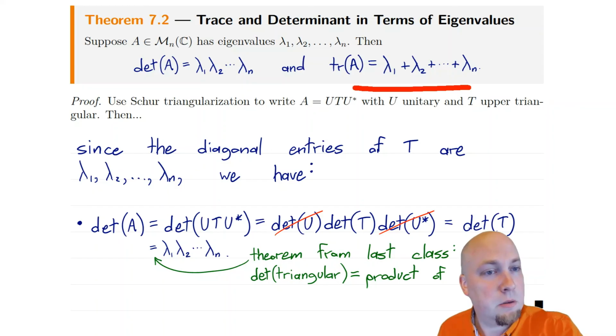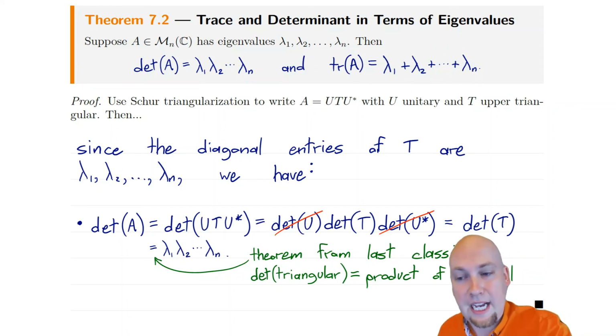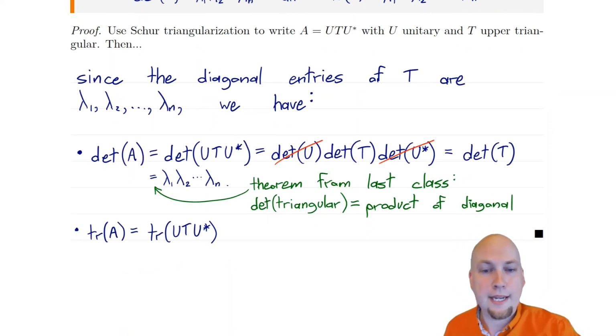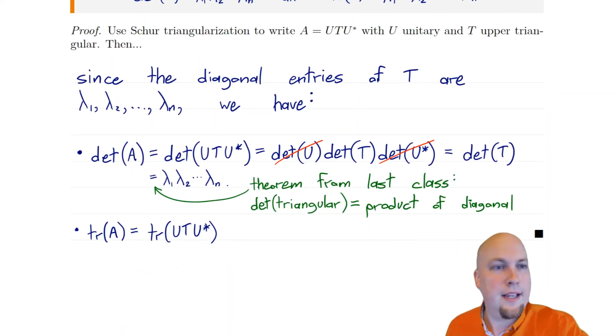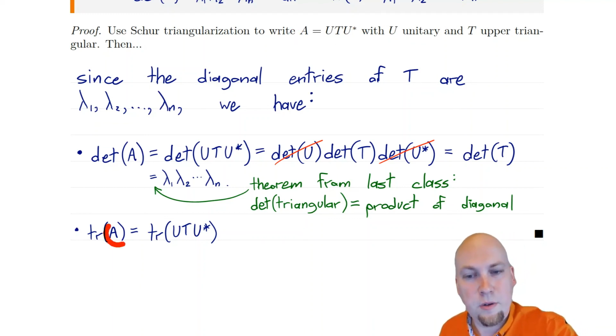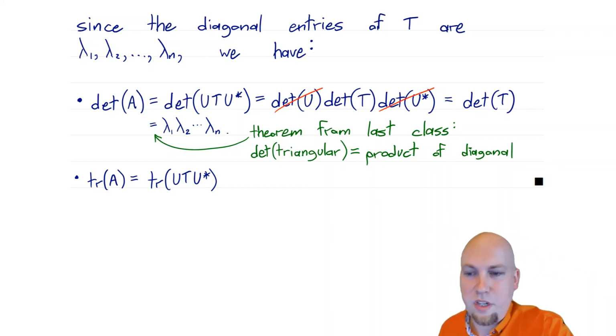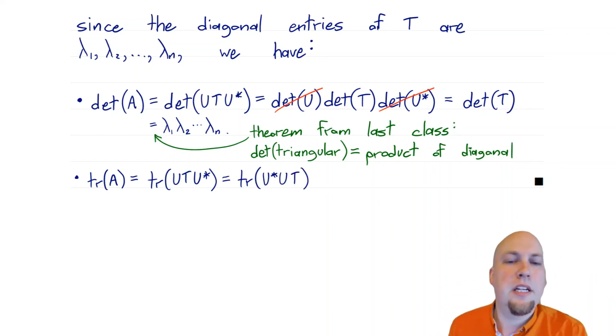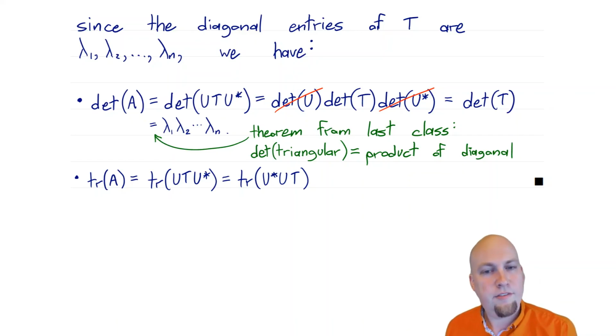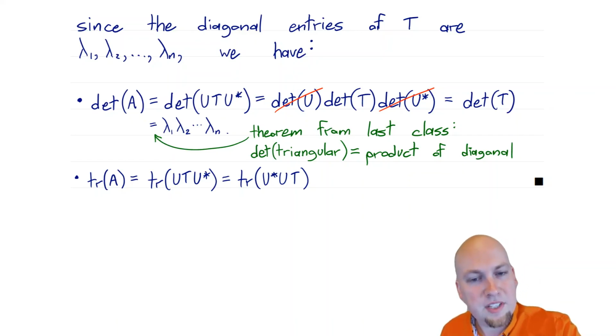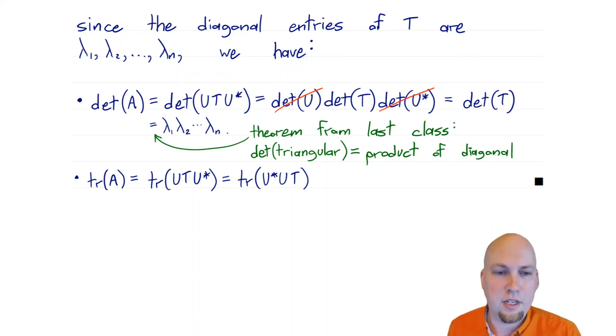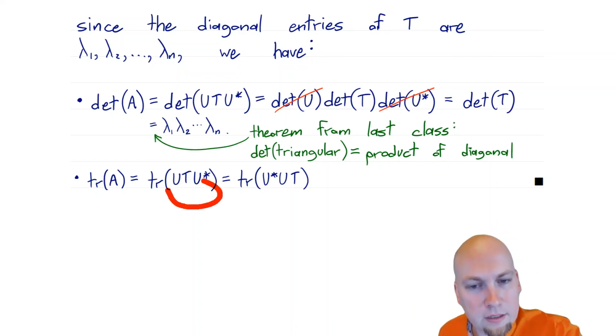We also have this other equality to prove, the trace of A. The argument is going to be very, very similar. Let's look at the trace of A. Again, we just sub in the Schur triangularization, so A equals U T U star, and we want to somehow get rid of the U star. The trick this time is to use cyclic commutativity of the trace. Remember, if you've got a product of things inside the trace, you can cyclically commute them around. You can take the last one and put it on the front. So here I'm just going to wrap this U star around and put it on the front.